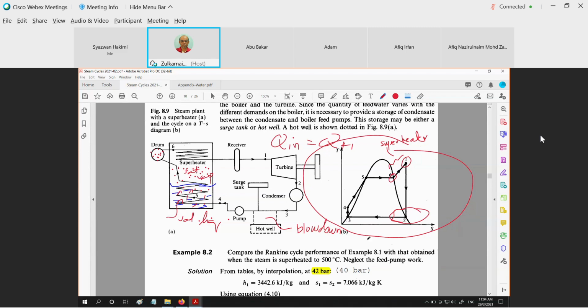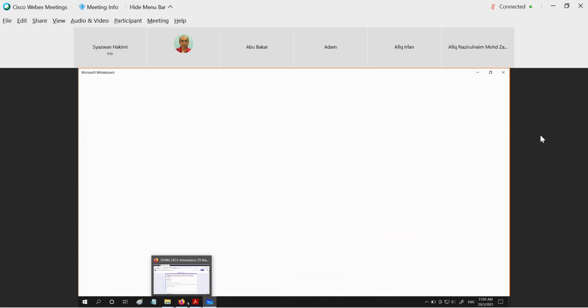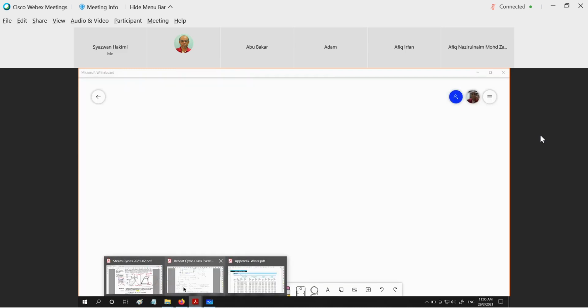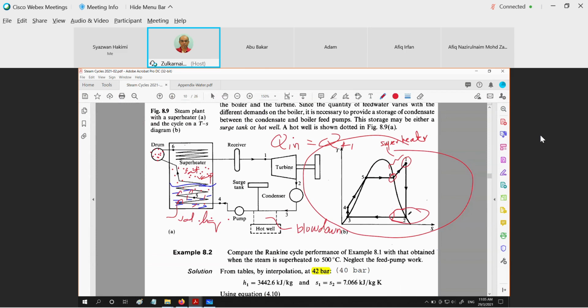How to prove state 2? Anybody can answer? Answer me how to prove state 2. What property are we going to use in order to determine actually what is state 2? Anybody? Anybody want to have a try? How are we going to look at state 2? Entropy, sir. Here we are using P2 and S2, where S2 is equal to S1.